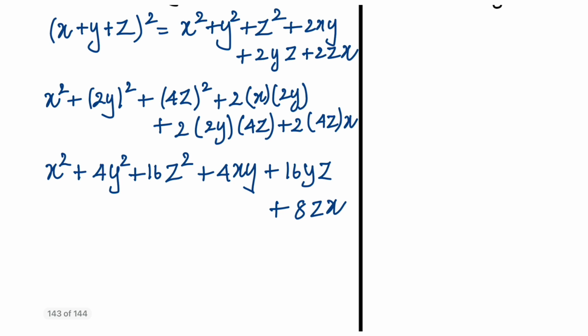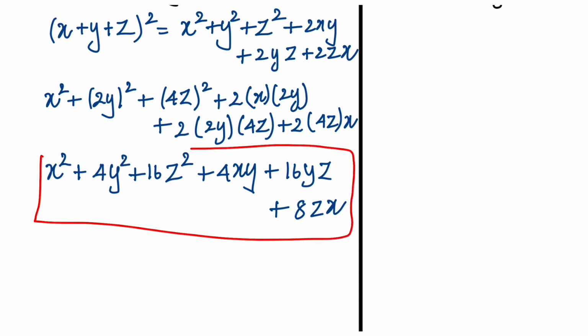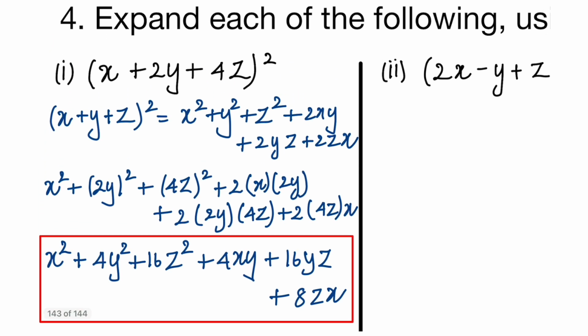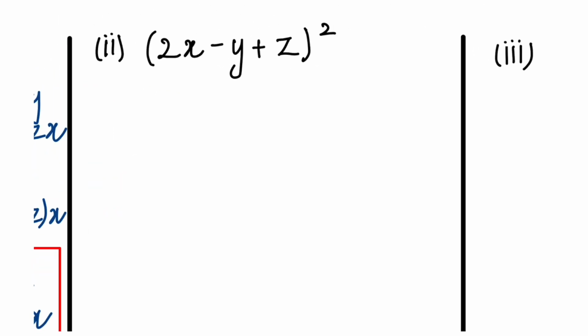So this is the expanded form. I'll just have it inside a box. You have just used this identity, x plus y plus z the whole squared is equal to x squared plus y squared plus z squared plus 2xy plus 2yz plus 2zx. And it's recommended for you to write the identity at the start of the question, so that gets you some marks as well. So remember to write that.